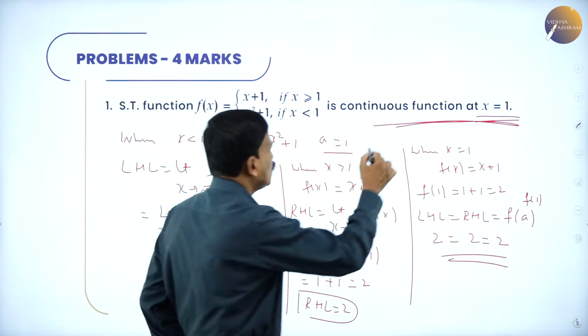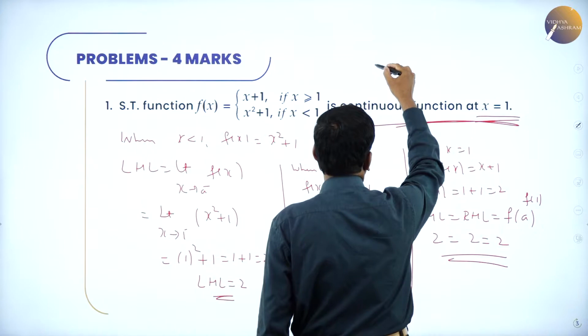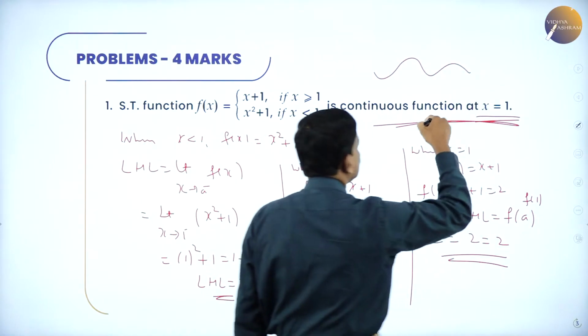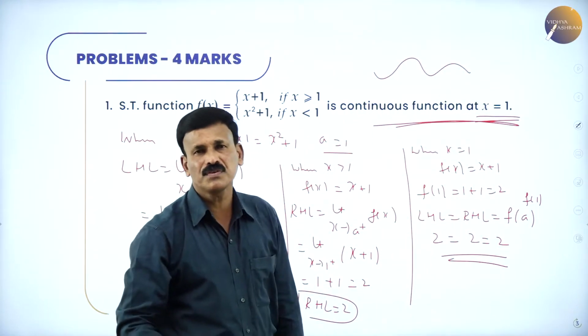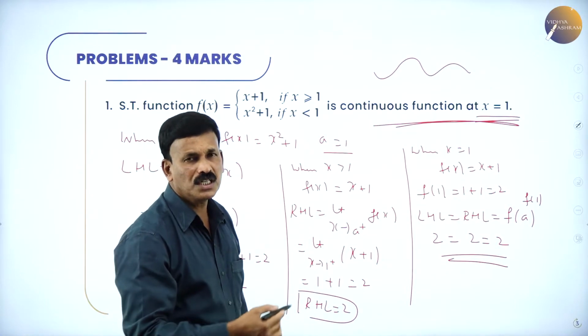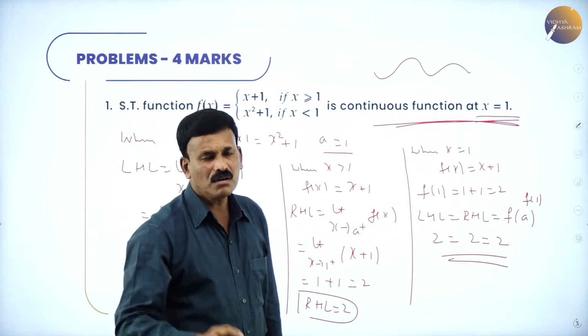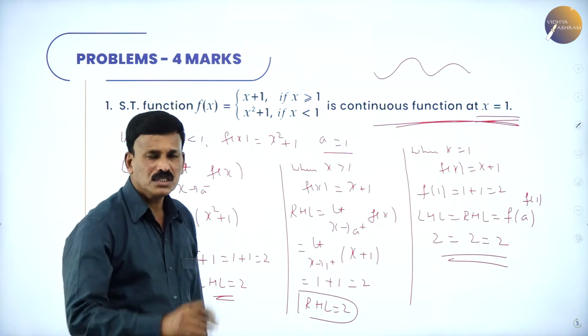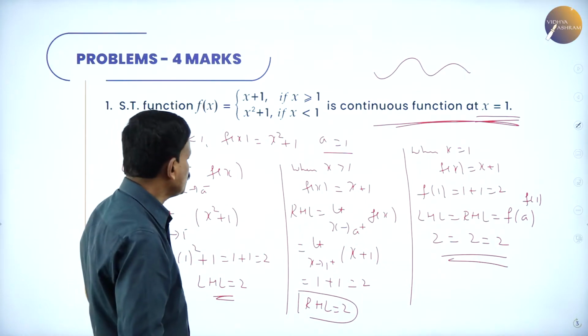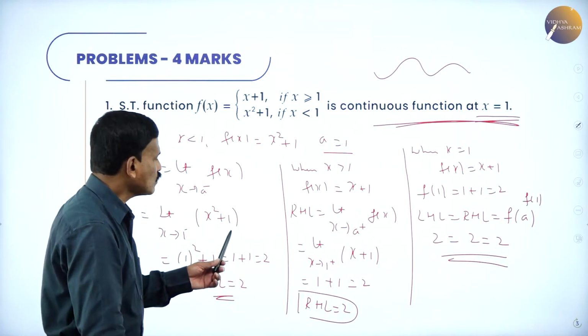Now, what is the geometrical meaning? If I draw a graph curve, this function, y is equal to f of x, is the continuous function. So here, the left hand limit, right hand limit, and the functional value for this function are all equal if it is continuous. So, listen.